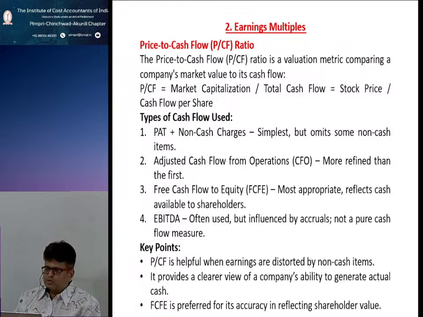The key points of the price to cash flow ratio are that P to CF is helpful when earnings are distorted by non-cash items. It provides a clearer view of a company's ability to generate actual cash, and FCFE is preferred for its accuracy in reflecting shareholder value.